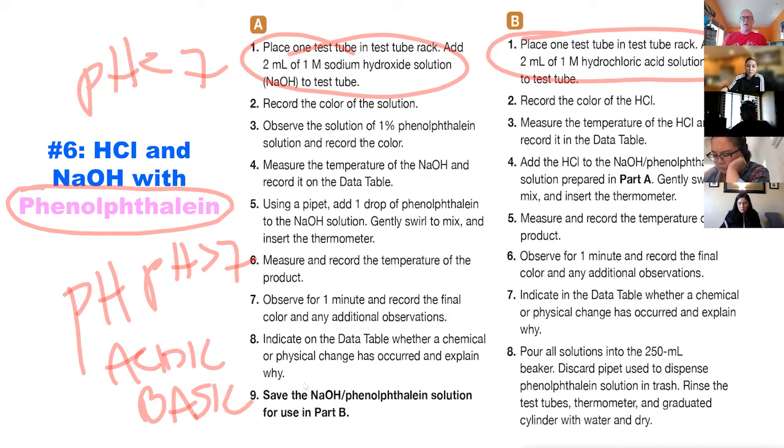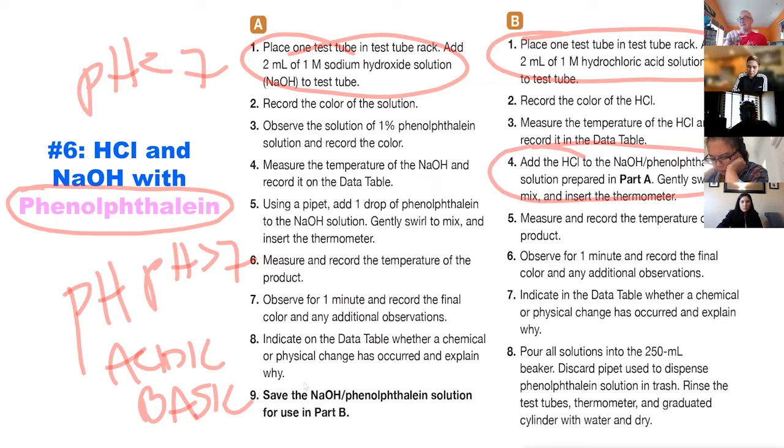HCl. Acidic. That's acidic. Yeah, so that's going to have a very low pH. So when you add the phenolphthalein to that, what you're going to do is add it to the NaOH, or the sodium hydroxide phenolphthalein solution.